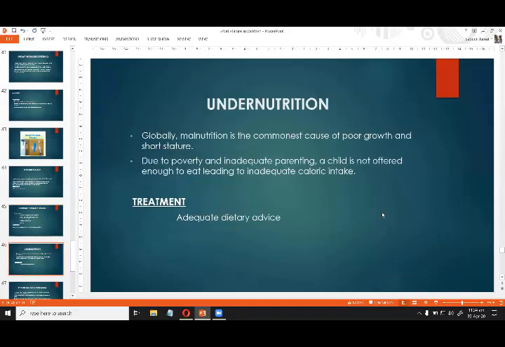Undernutrition. Globally, malnutrition is the commonest cause of growth failure and short stature. Due to poverty and inadequate parenting, the child is not offered enough to eat, leading to inadequate calorie intake. If you give adequate dietary advice, there are chances that the height will increase.